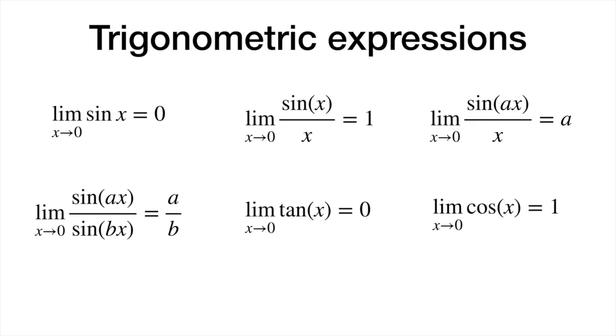Now let's talk about the limits of trigonometric functions. The limit of sin x as x tends to 0 is 0. The limit of sin x by x as x tends to 0 is 1, which can be proven by the squeeze theorem. The limit of sin ax by x as x tends to 0 is a. The limit of sin ax by sin bx as x tends to 0 is a by b. The limit of tan x as x tends to 0 is 0. And the limit of cos x as x tends to 0 is 1. These limits will help us in the next video when we will explore differentiation using limits.